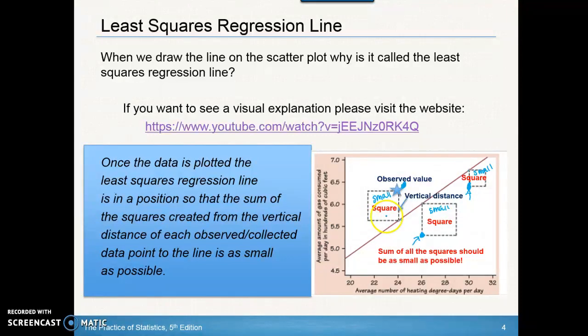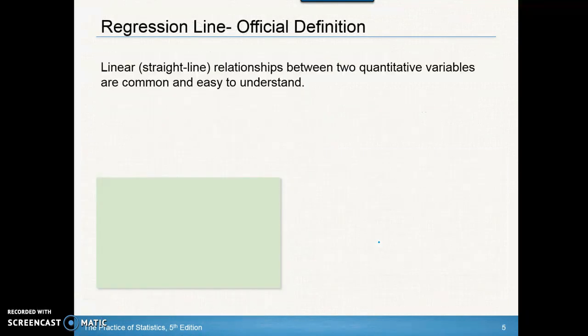So the least squares regression line takes all of these squares and makes the sum of them as small as possible. So it's actually very interesting how that is calculated and why it's called the least squares regression line. Because think about it, if we're using the vertical distance from the observed value to the line, we want that vertical distance to be as small as possible. The closer the points are to the line, the better the line can be used to help predict our response variable. Okay, let's look at the official definition of the least squares regression line.